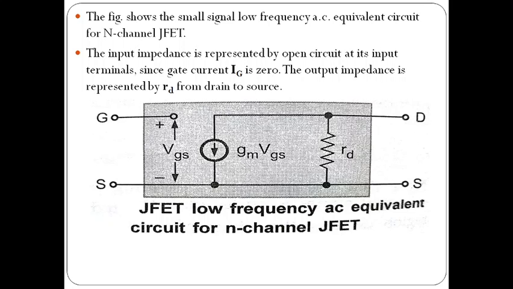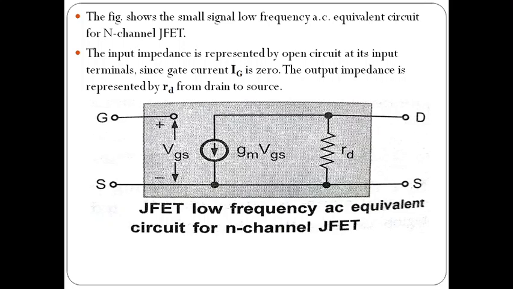The figure shows the small signal low frequency AC equivalent circuit for an N channel JFET. In this we are considering IG equals 0, so the gate current IG is 0 because the input impedance is very high. So it is considered as an open circuit. The output is represented by rd from the drain to source.